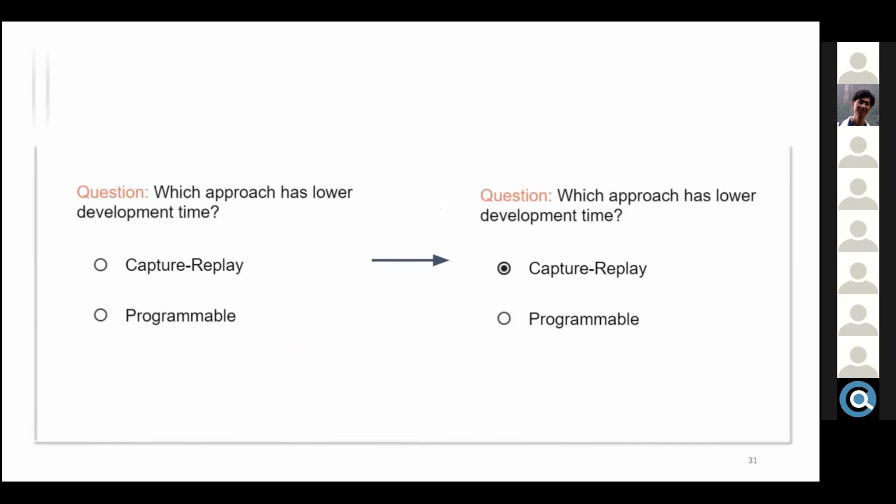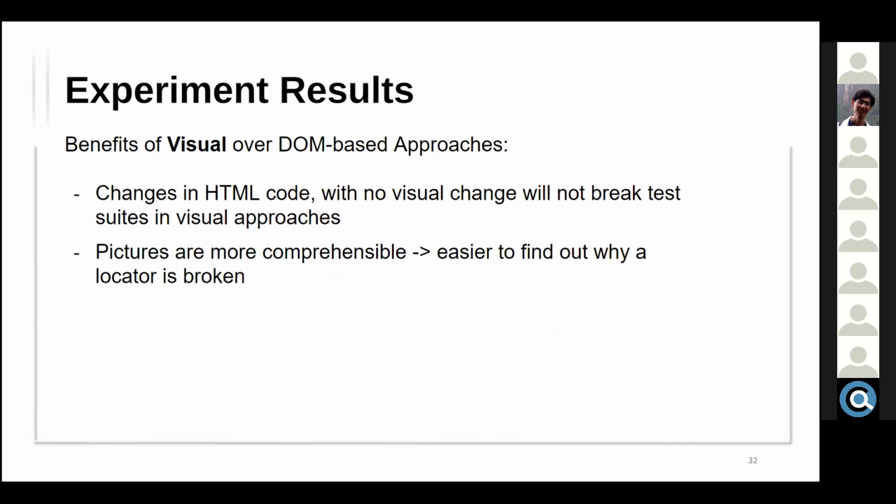Next, there are also some benefits for visual over DOM-based. For visual, if there are changes in the HTML code but no visual change in appearance on the website, then the visual test will not break, but the DOM-based approach will break. This was shown in one of their experiments where the ID locators were auto-generated. When they added one extra locator, the ID of everything changed, so they had to fix all the IDs. And also for the visual approach, the pictures are much more comprehensible.